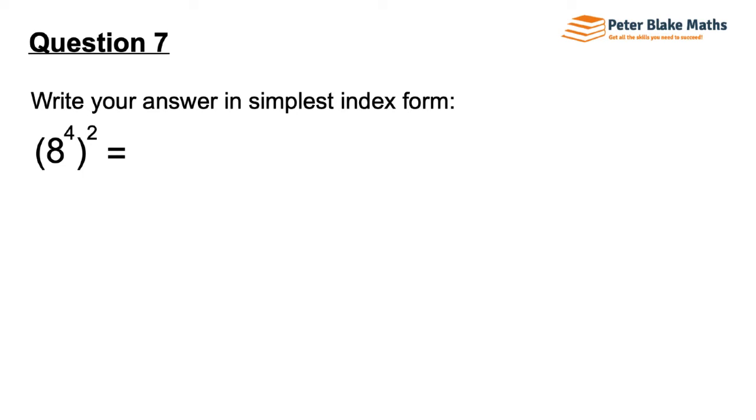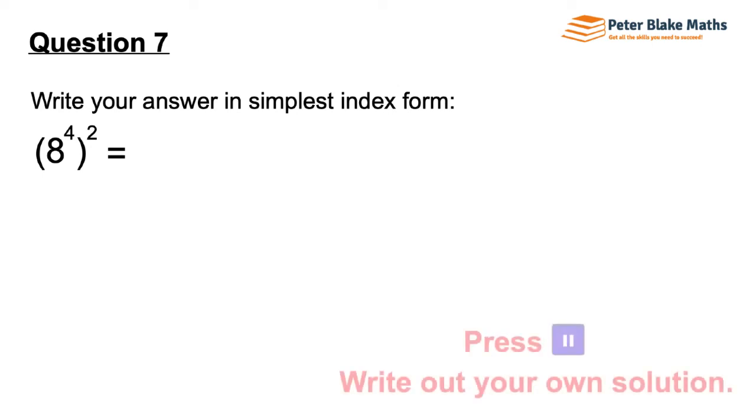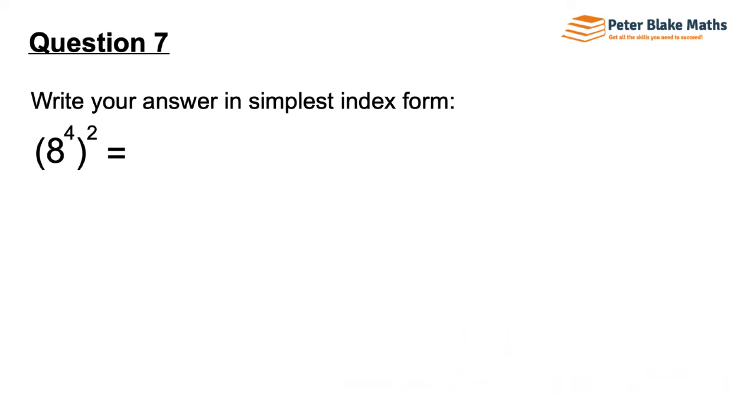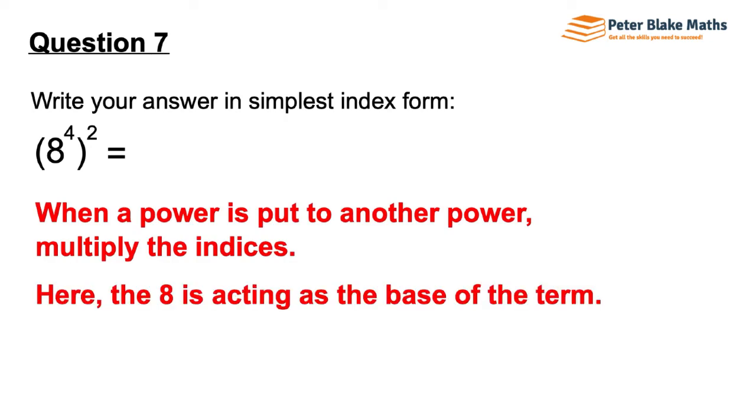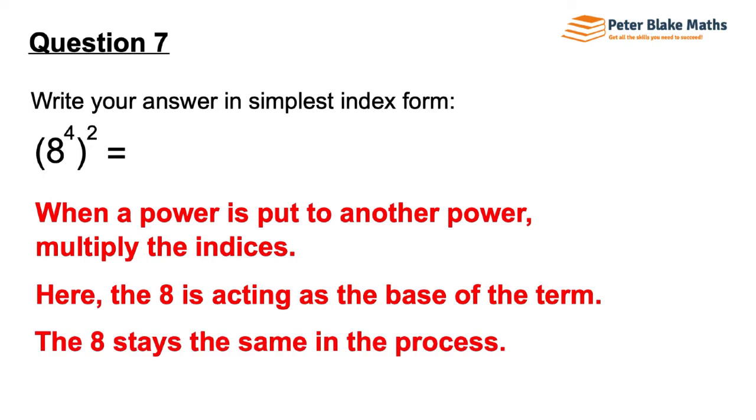Question 7. Write your answer in simplest index form. 8 to the power of 4 all to the power of 2. When a power is put to another power, we multiply the indices. Here the 8 is acting as the base of the term, like where the x would be or the a would be, and so that 8 stays the same in this process. Got to be a little careful with that. So we'll do 4 times 2 makes 8 for the index part, but we'll keep the bottom 8 the same as it was. We're just following the index rules in this case.